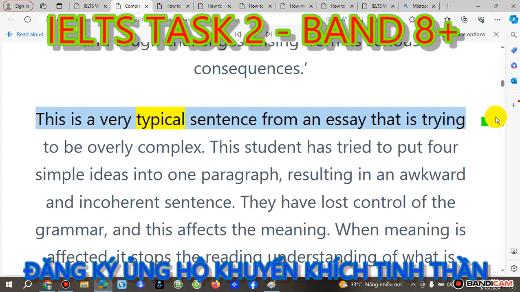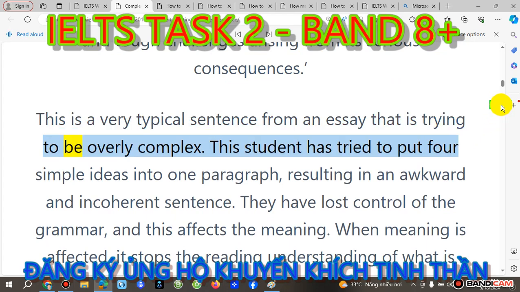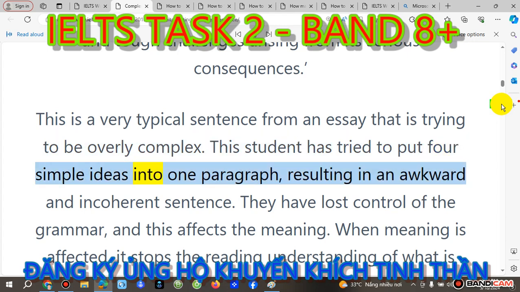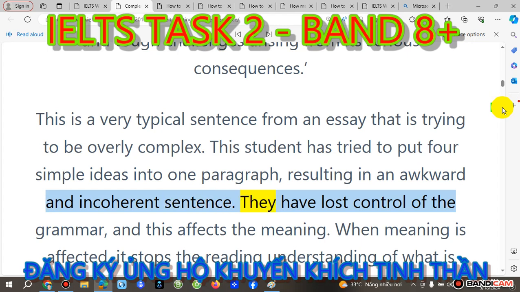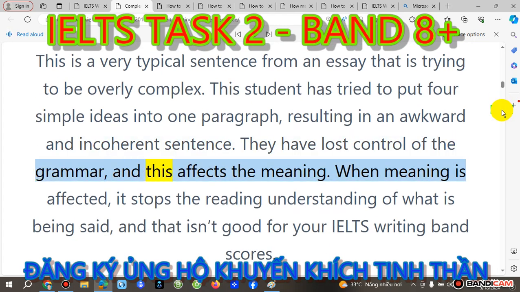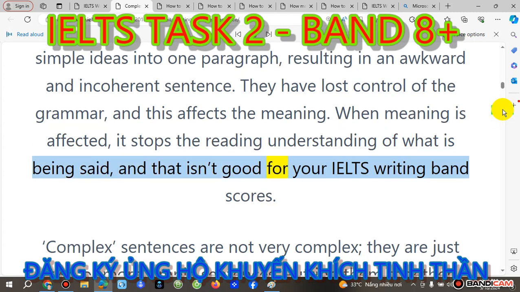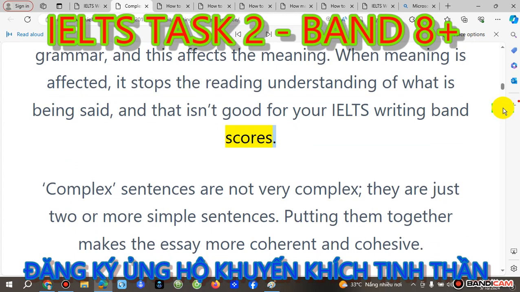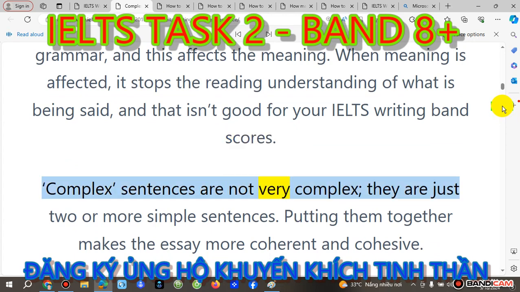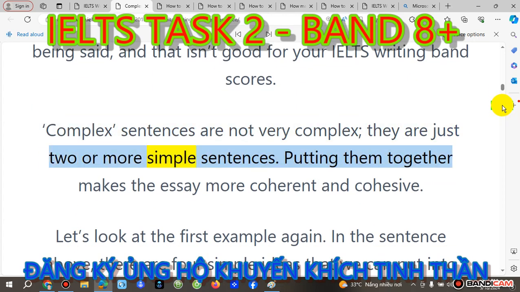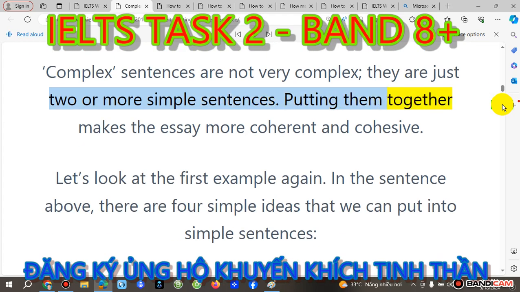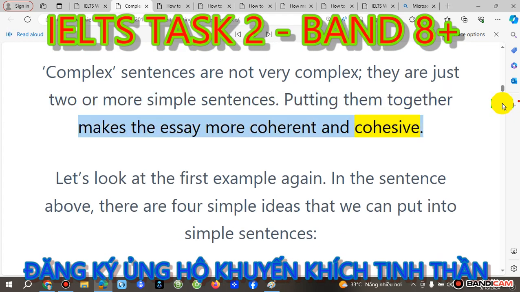This is a very typical sentence from an essay that is trying to be overly complex. This student has tried to put 4 simple ideas into one sentence, resulting in an awkward and incoherent sentence. They have lost control of the grammar, and this affects the meaning. When meaning is affected, it stops the reader understanding what is being said, and that isn't good for your IELTS writing band scores. Complex sentences are not very complex, they are just 2 or more simple sentences. Putting them together makes the essay more coherent and cohesive.